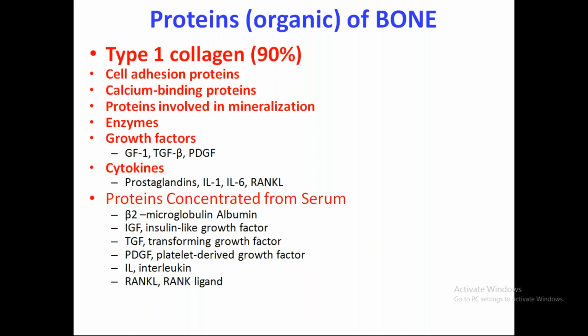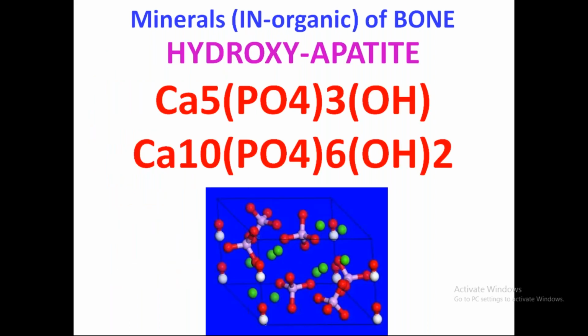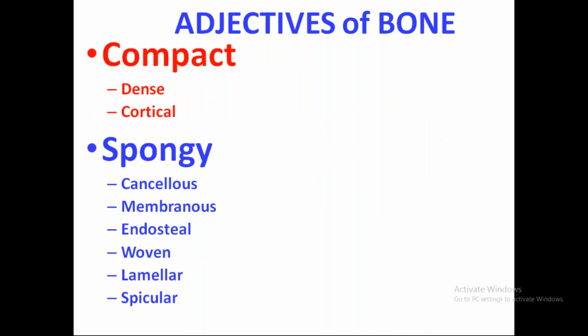The proteins concentrated from the serum which try to enter the bone and control it are beta 2 microglobulin, especially from the kidney, insulin growth factor, transformation growth factor, platelet derived growth factor, as we have already seen above, interleukin, and RANKL. The mineral part is calcium hydroxyapatite, a major component occupying the entire bone.